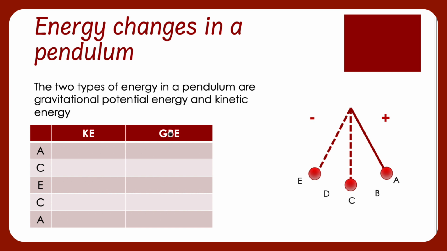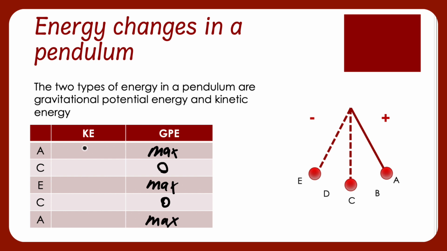So A, gravitational potential energy, I'm just going to write maximum here. And C, there was zero. E, maximum. C back to zero, and then back to another maximum at A. Remember that energy is a scalar, so it doesn't have a direction like force and acceleration. So a maximum just means a maximum magnitude. There's neither positive nor negative.